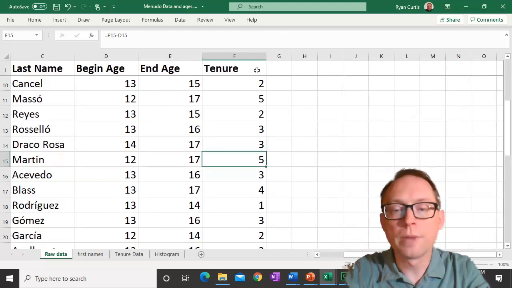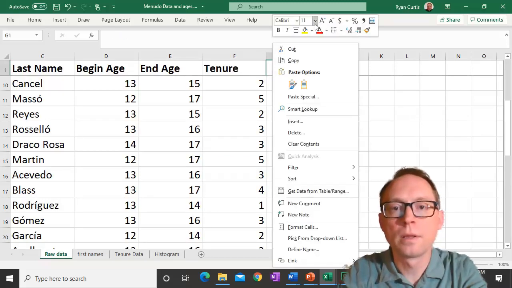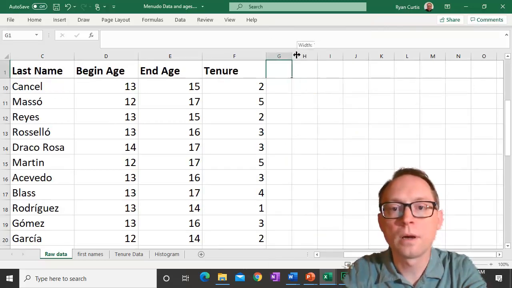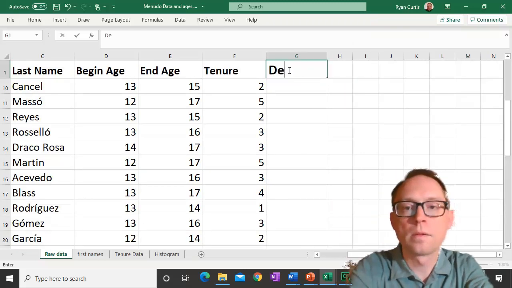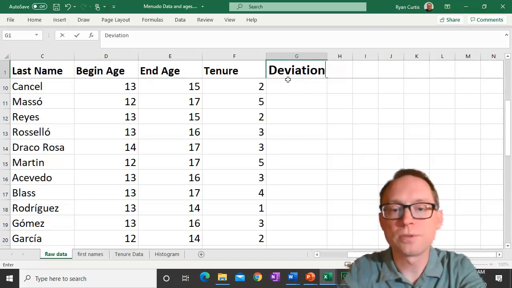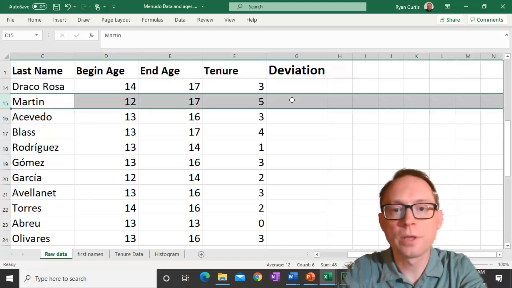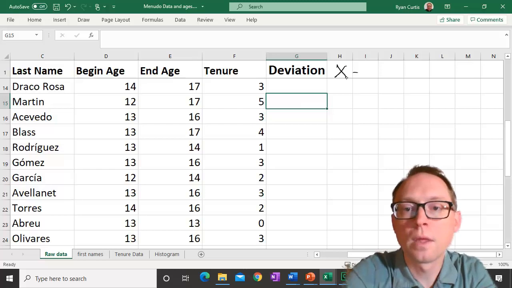And we are going to make a new column right over here. I need to make it big enough so that you can see it. So let me change the size and stuff. Let's make this a big column, and we'll call it deviation. We're going to find Ricky Martin. Ricky Martin is this one. This is his last name. And the deviation is going to be, remember, deviation is x minus mu.